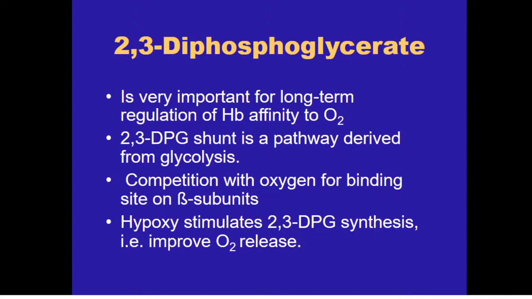Hypoxia stimulates synthesis of 2,3-diphosphoglycerate, and this will improve the release of oxygen from the hemoglobin. So if the concentration of oxygen is decreased, the affinity to phosphoglycerate will also be increased, and this molecule will tell oxygen, which is tightly bound to hemoglobin, to change the strength of interaction and go to the cytosol of the cell.